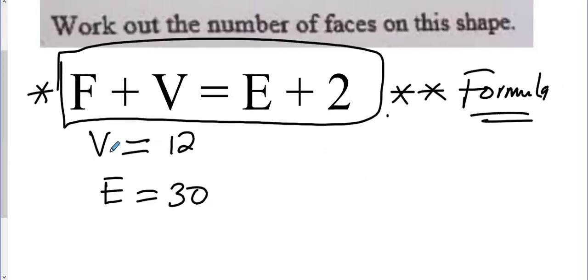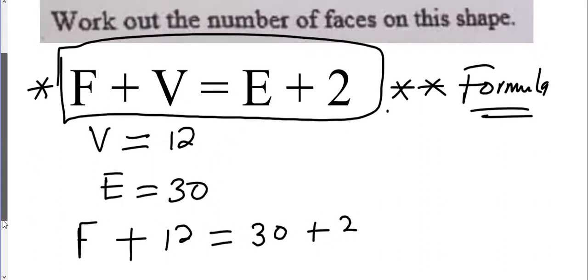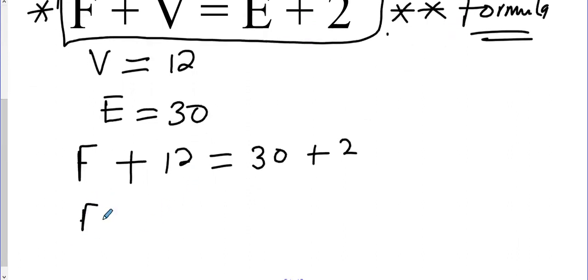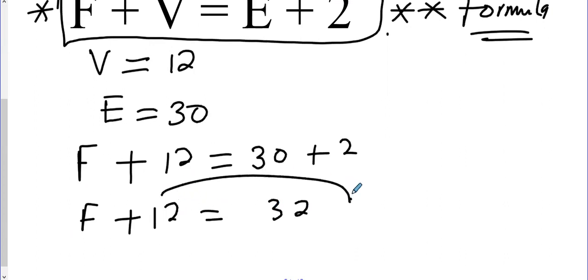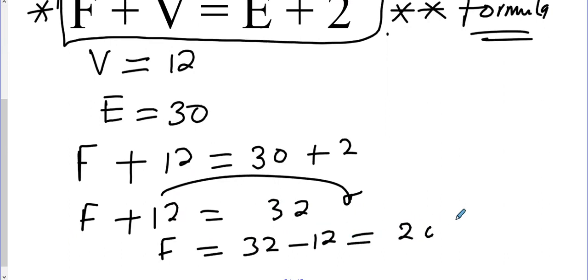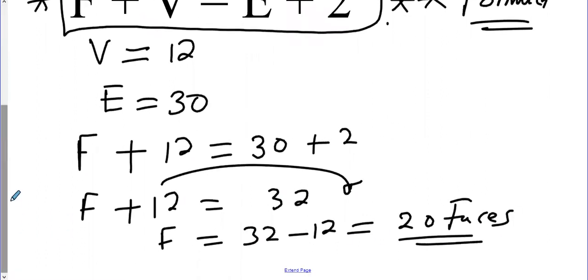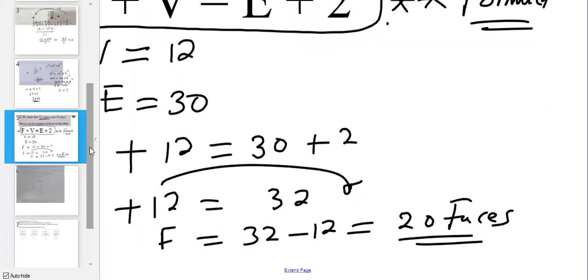Okay, so the number of faces we don't know, so I'm going to write F plus the number of vertices, which is 12, equals the number of edges, which is 30, plus 2. Then I have to work out the number of faces. So this will be F plus 12 equals 32. This 12 will be going there. So we have F equals 32 minus 12, and this will be equal to 20. So we have 20 faces on the three-dimensional shape given.